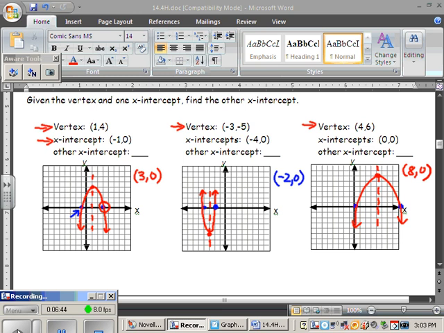And that completes the lesson on the x-intercepts of a quadratic equation.